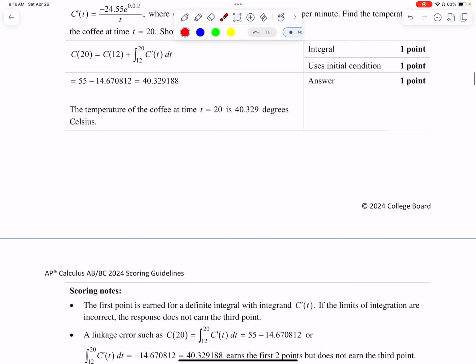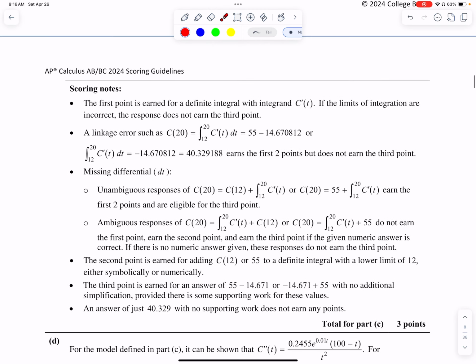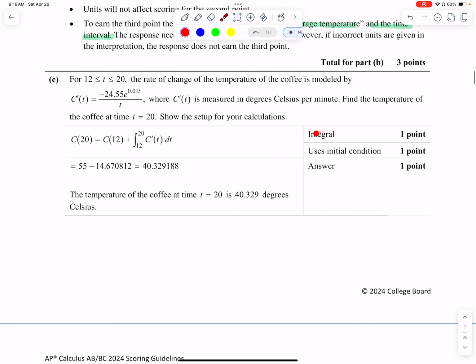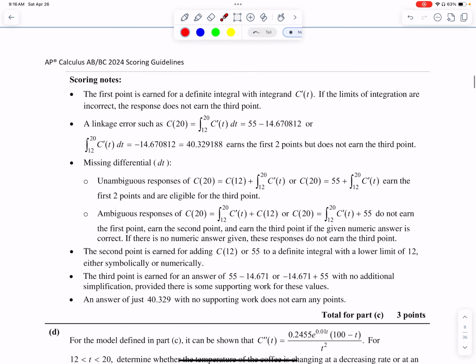And let's look at some of the key features of the scoring guidelines. First point is earned for a definite integral with an integrand. If the limits of integration are incorrect, the response does not get the third point. So, for example, you can get the point for the integral if you had the wrong limits of integration here. And using your initial condition, you could still get that point, but the answer has to be accurate.